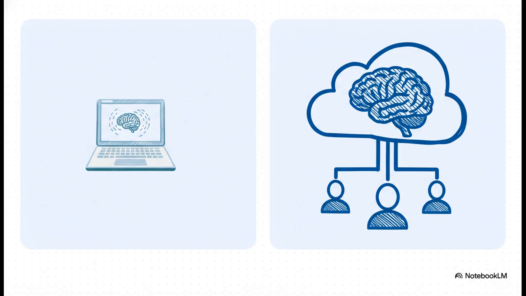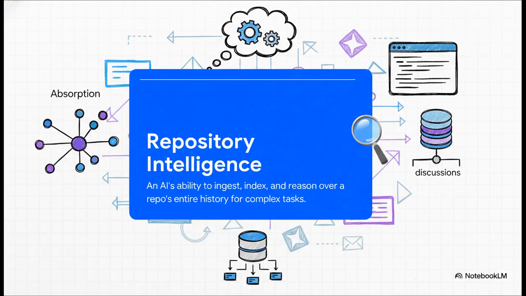That's a huge difference. And this powerful server-side model is what we mean when we say repository intelligence. It's the AI's ability to basically absorb everything about your project, all the code, the history, the pull request discussions, everything. So it can perform tasks that require real, genuine understanding.